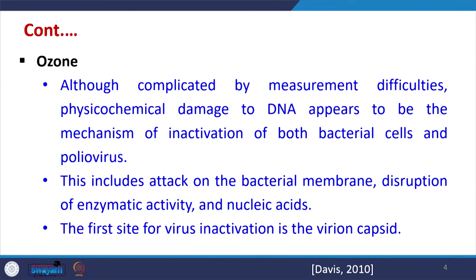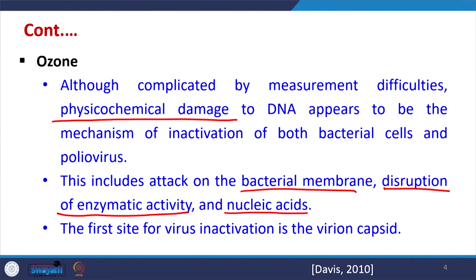Going further, for ozone, although it is difficult to measure exactly how it works, it is understood that physicochemical damage is caused by ozone to the DNA, and because of that the inactivation of both bacteria and viruses occurs. It will react with the bacteria or virus and cause a lot of physicochemical damage, and overall it totally inactivates these bacteria and viruses. This includes attack on the bacterial membrane and disruption of its enzymatic activity and the nucleic acids as well. For the virus case, the first site for virus inactivation is its virion capsid.